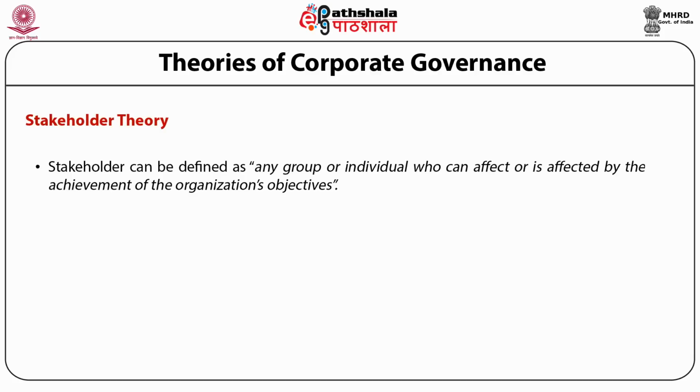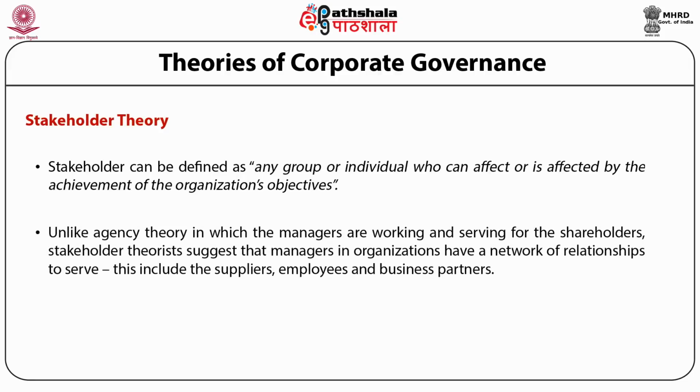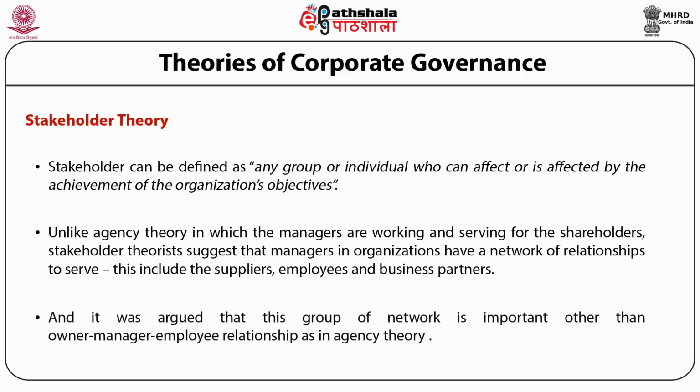Stakeholders can be defined as any group or individual who can affect or is affected by the achievement of the organization's objectives. Unlike agency theory, in which the managers are working and serving for the shareholders, stakeholder theorists suggest that managers in organizations have a network of relationships to serve. This includes the suppliers, the employees, and the business partners. And it is argued that this network is important beyond the owner-manager-employee relationship as in agency theory.